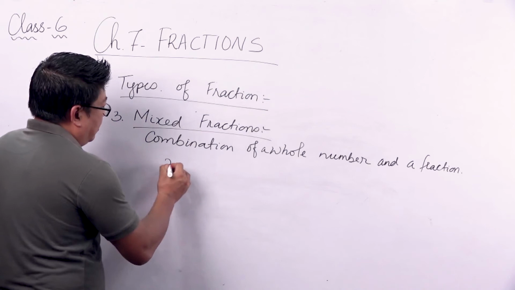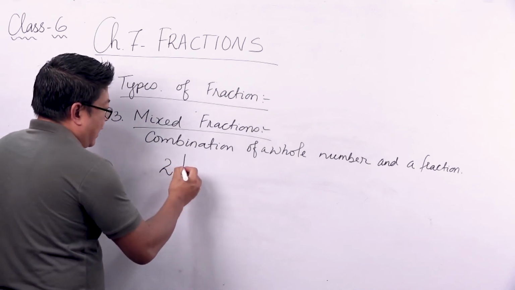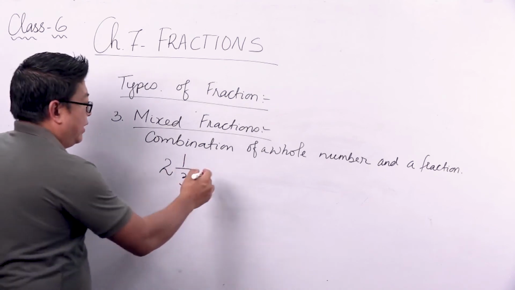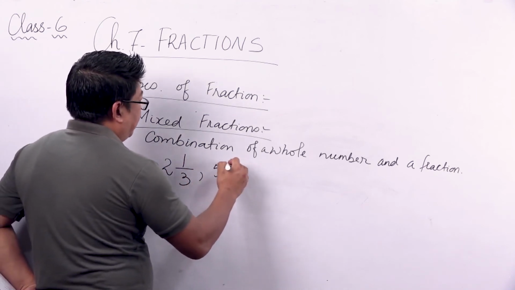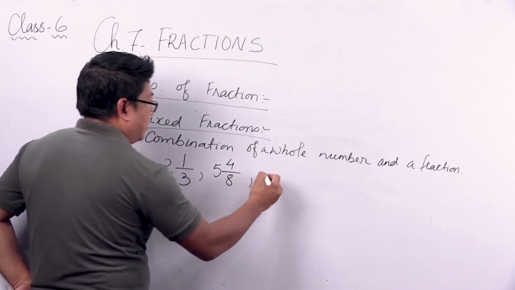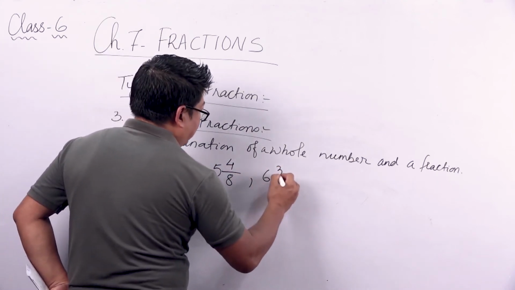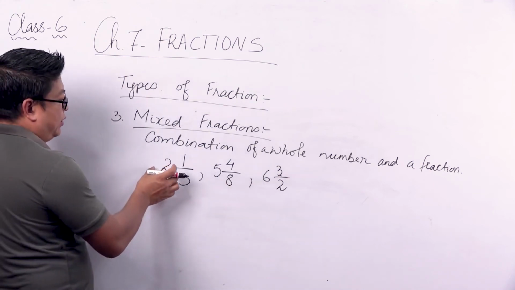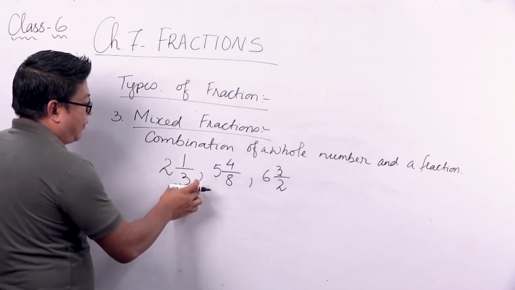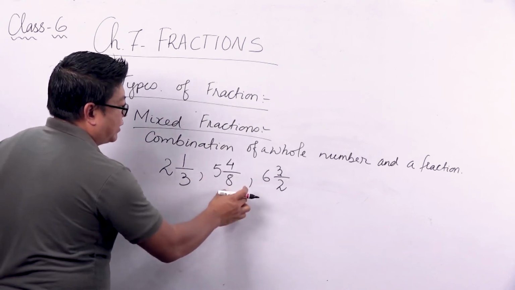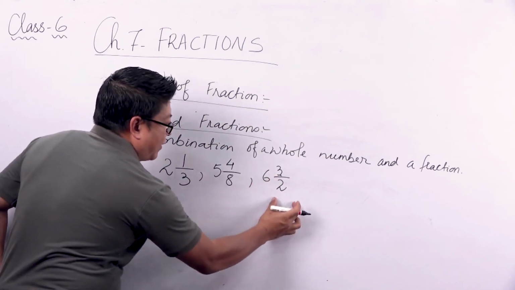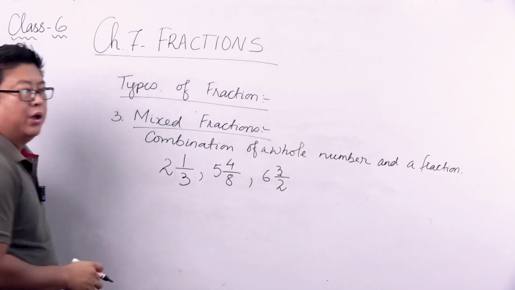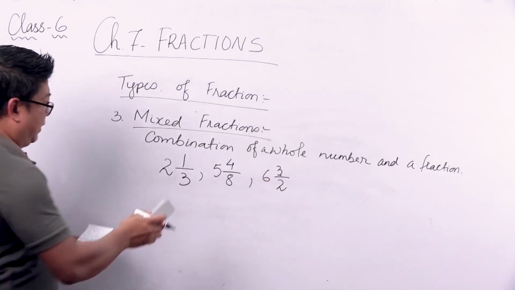For example, 2 is a whole number and a fraction. 2, 1 by 3. This is how we read. We can also write 5, 4 by 8, 6, 3 by 2. All these are mixed fractions because we have a whole number and a fraction. Here the whole number is 6, fraction is 3 by 2. So this is about mixed fractions.